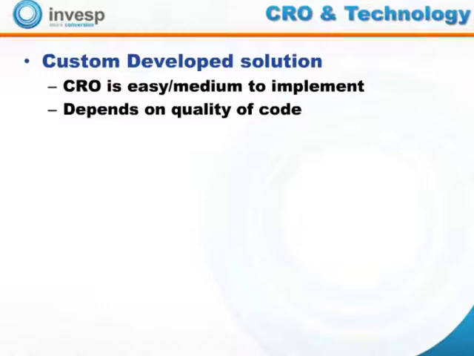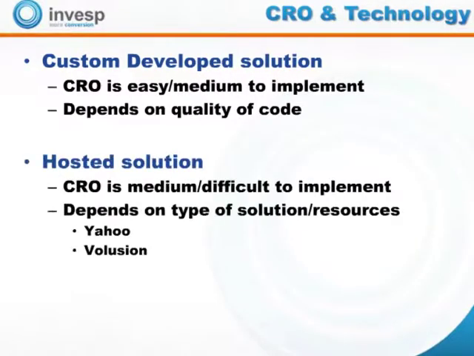The hosted solution. Yahoo Store is probably one of the most popular hosted solutions. Volusion is another. There are plenty of hosted solutions, I think over 250 different ones available in the marketplace. When it comes to these platforms, implementing CRO is medium to difficult, and really is going to depend on the flexibility of the platform and how much it allows you to change. The more strict the platform is, the more difficult it will be to conduct conversion optimization. But this will also depend on the development team and how familiar they are with doing conversion optimization on that specific platform.